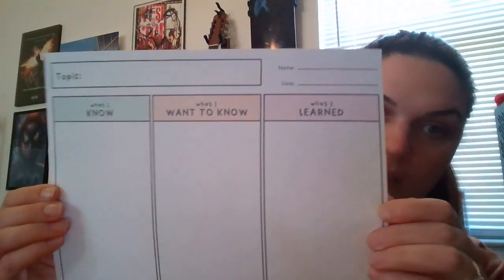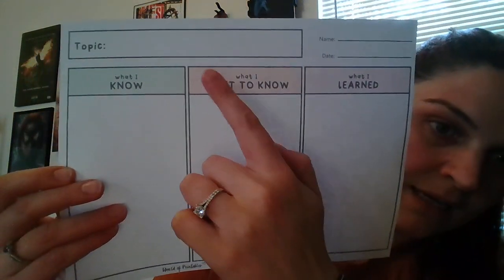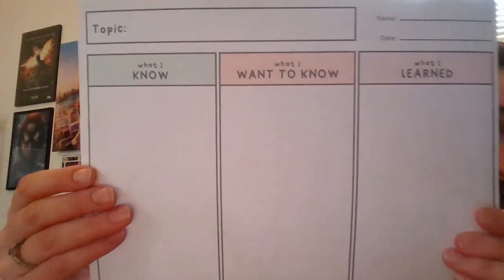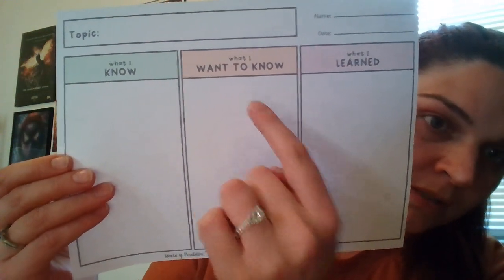The graphic organizer that I want to talk to you about today is the KWL chart. The student would put their name, the date, and the topic that they're discussing, and then they would put what I know, what I want to know, and what I learned. The KWL chart is, again, know, want to know, and learned. It's an excellent tool for a third grade English lesson.